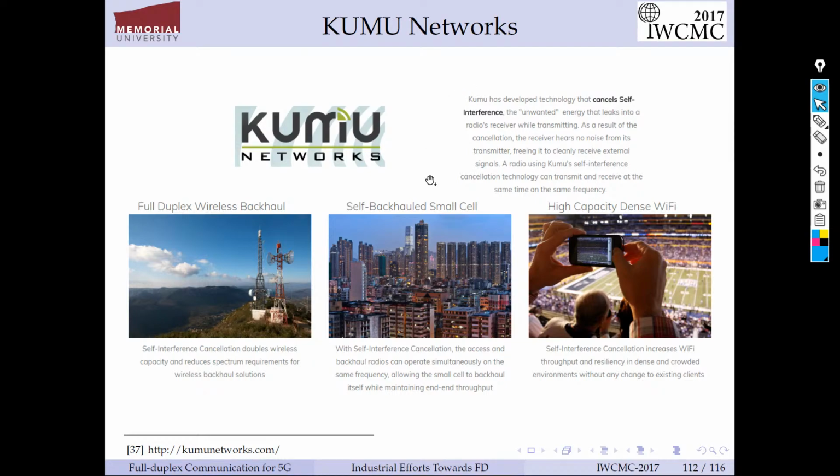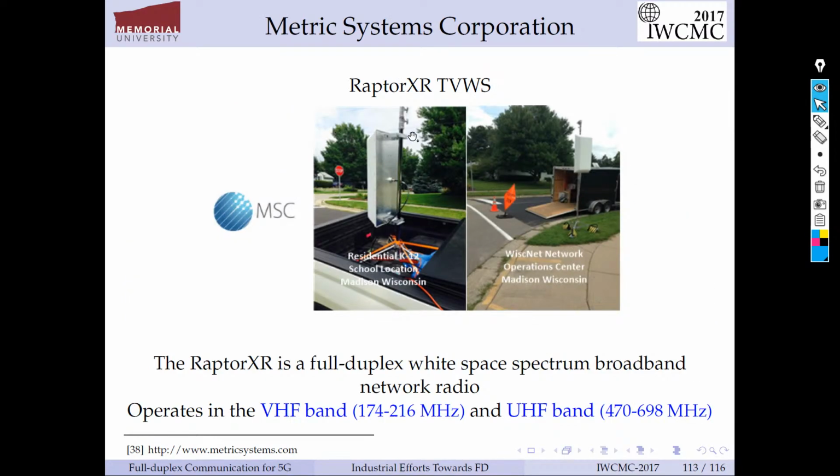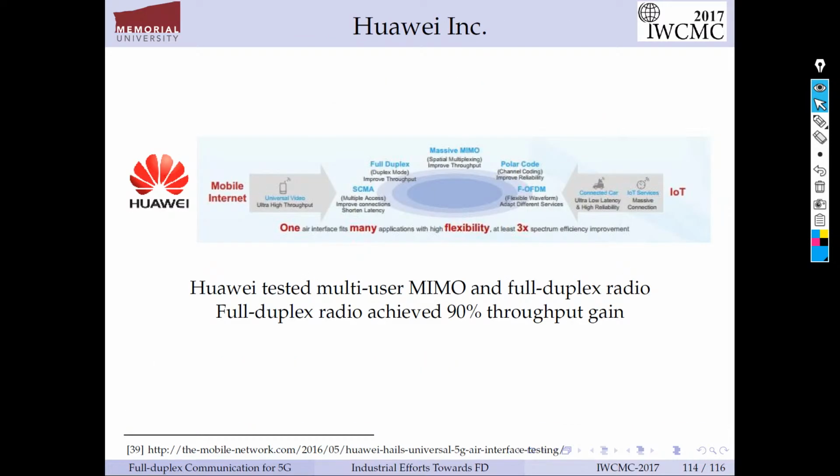Not only that company, but also Raptor company, MSC. They also designed a practical in-band full duplex to transmit and receive simultaneously. And also Huawei technology, they designed and tested multi-user MIMO and full duplex radio. Full duplex radio achieved 90% throughput gain.